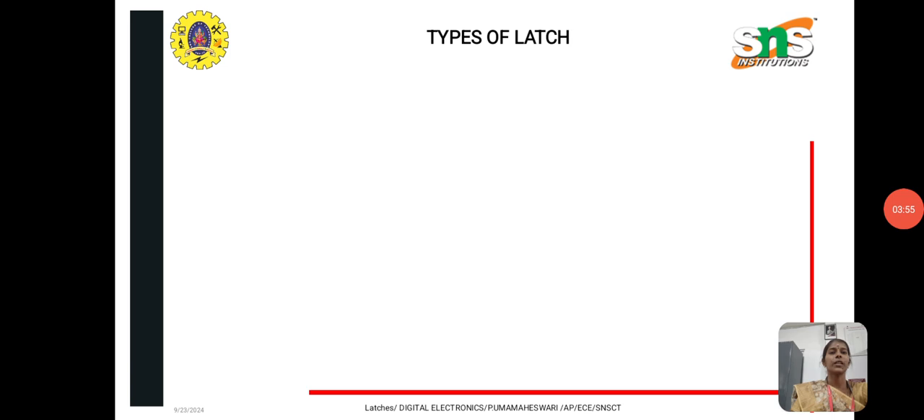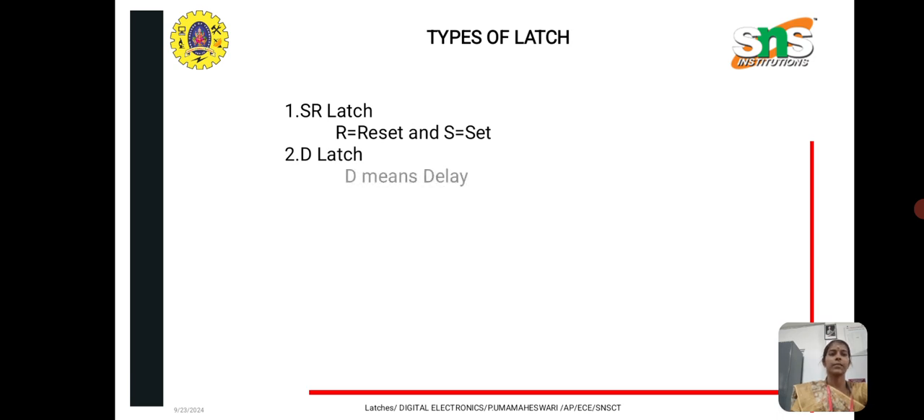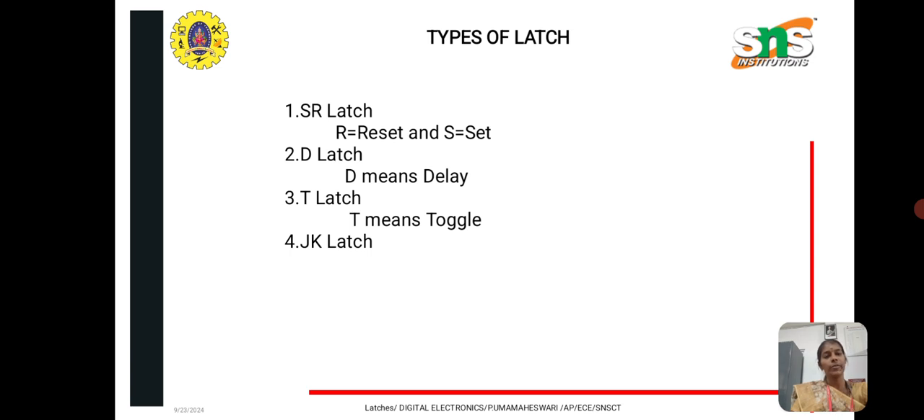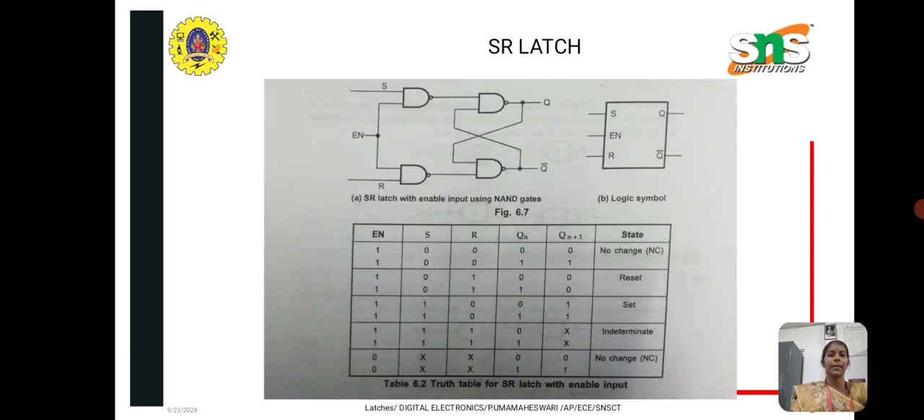The types of latches are the SR latch, where SR stands for set and reset, then the D latch, where D means delay, and the T latch. T means toggling. Toggling means that if we give the input bit as 0, the output will be 1, and if the input is given as 1, the output will be 0. This is called toggling. And then the JK latch. These are all the types of latches.